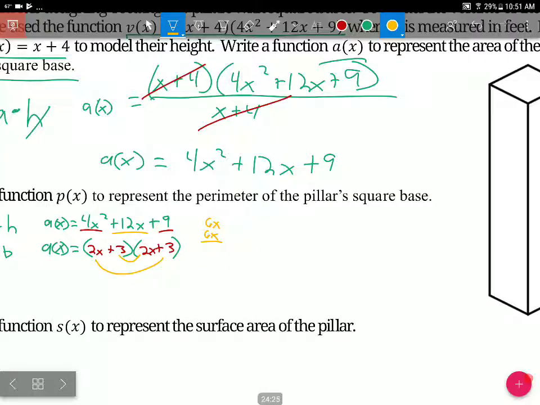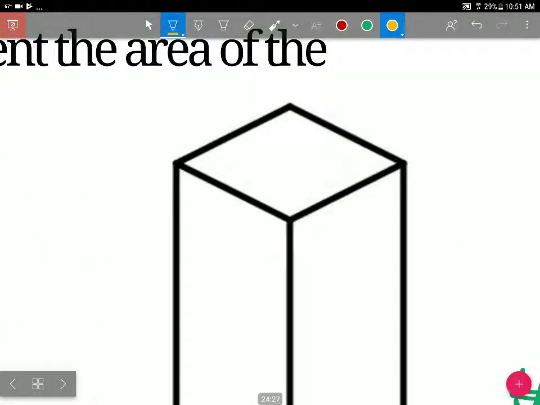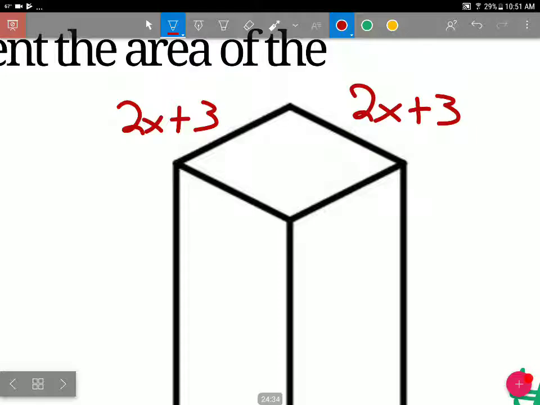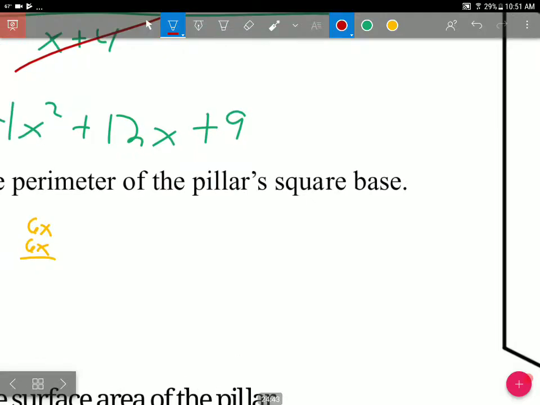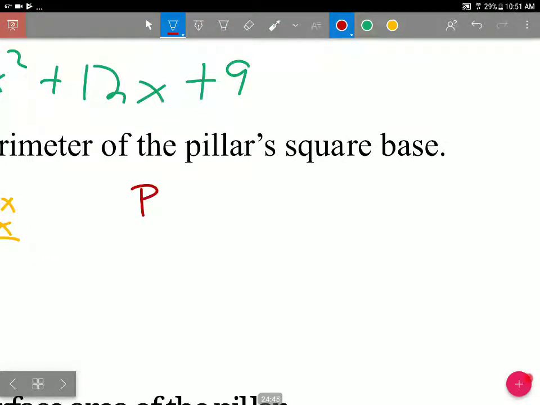So I'm going to go over here real quick and go 2x plus 3 and 2x plus 3's. So the original question asked for the perimeter. Well, how many of those 2x plus 3's do you need for the perimeter? 4, right? So the perimeter equals 4 times 2x plus 3. Cool. So distribute it out.